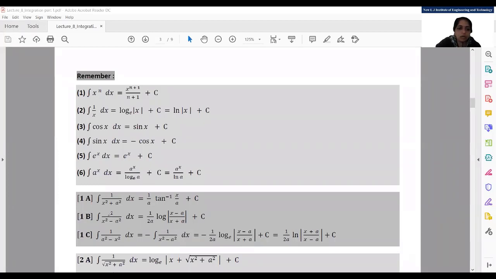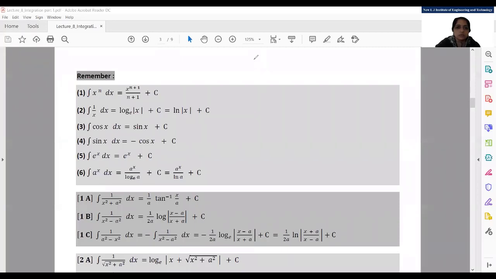Students, in this formula x is the variable and a is any constant, so please keep in mind your variable will be the first term and the constant will be the second term. Now the next formula is integration of 1 upon a square minus x square. In this case, the constant term will be the first term and the variable will be the second term. At that time, we can also write minus integration of 1 upon x square minus a square. So we just have to put the minus sign before this formula.